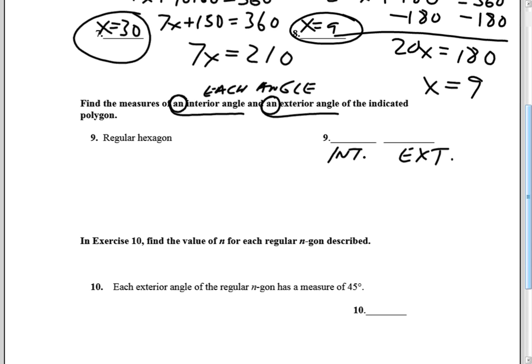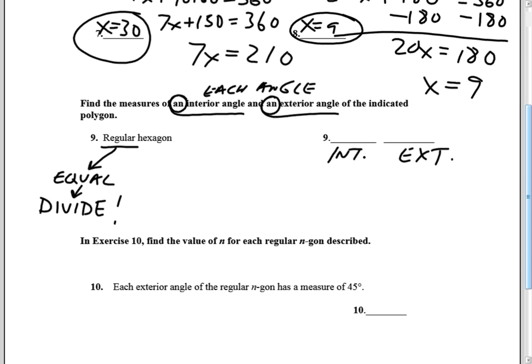Don't forget about the information in the problem also. What does regular mean? That's going to equal 720. Means equal. Everything's equal. Sides, angles, both interior and exterior. And that means we can divide.